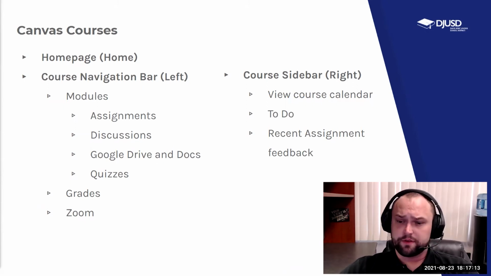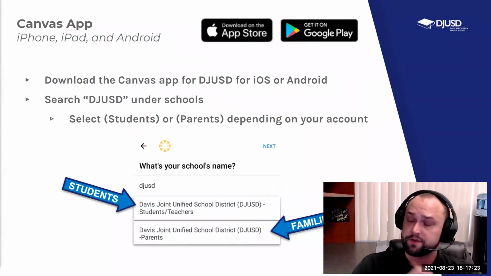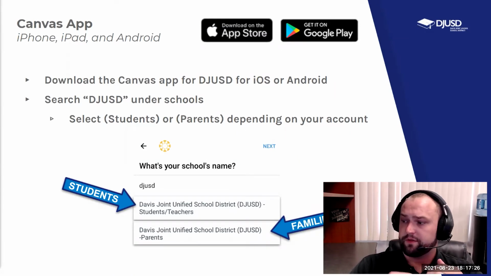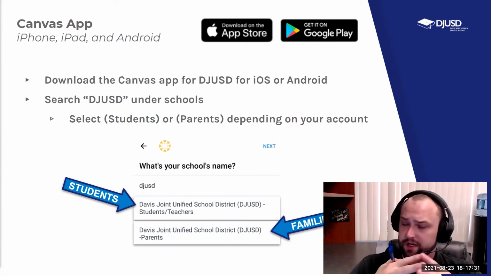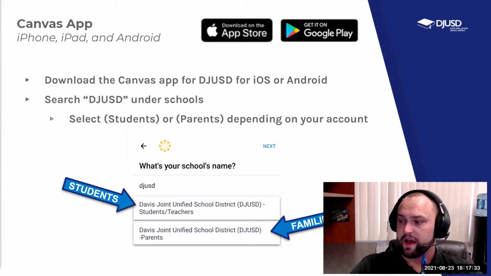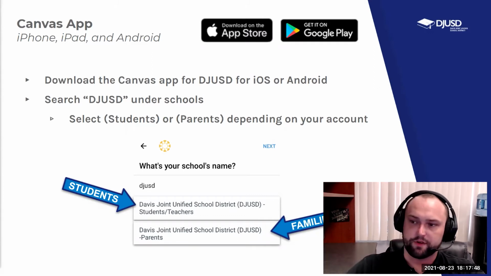I do recommend that you use Canvas on a web browser. However, if you do want to use Canvas on your phone, you're more than welcome to. It's also available on mobile devices and iPad, as well as Android devices. You can download the Canvas app. It's not a specific one for DJUSD, but it's just called Canvas app for students or Canvas app for parents. Once you download it, you'll select which school you're at, and all it is Davis Joint Unified. So you can type in DJUSD or Davis Joint Unified School District, either one.